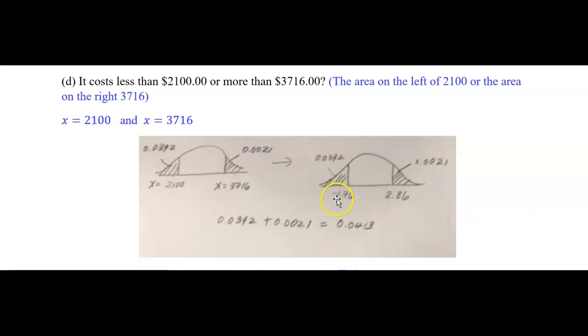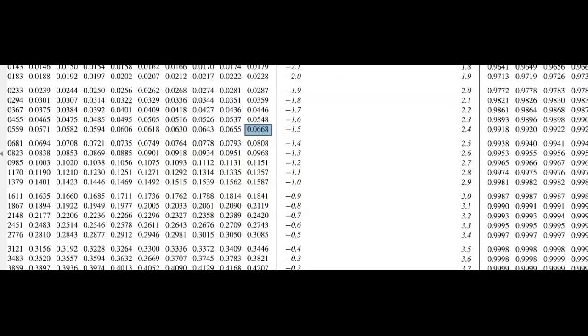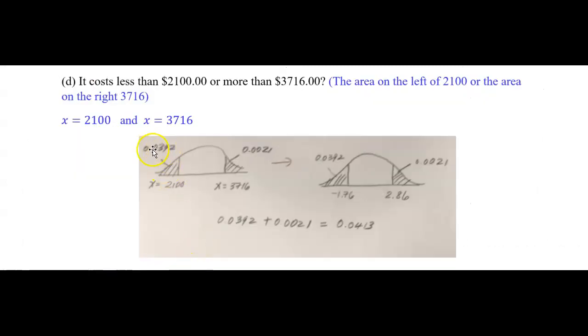Now, what's the area to the left of negative 1.76? The area to the left of negative 1.76, negative 1.7, then 6 in the column, right? It is 0.0392. That's how come I have the area here to the left of negative 1.76 as 0.0392.